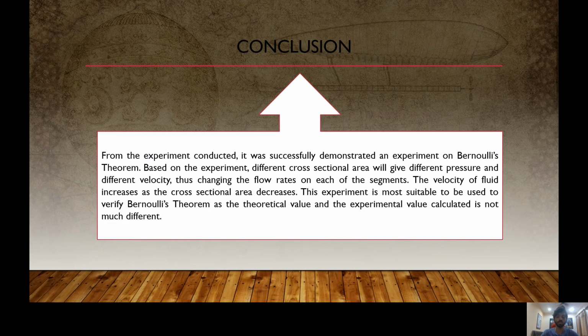And finally, moving on to the conclusion. From the experiment that we have conducted, we have successfully demonstrated an experiment on Bernoulli's theorem. Based on this experiment, we can see that different cross-sectional areas will give different pressure and different velocity, thus changing the flow rates in each of the segments. So when the velocity of the fluid increases, the cross-sectional area decreases.